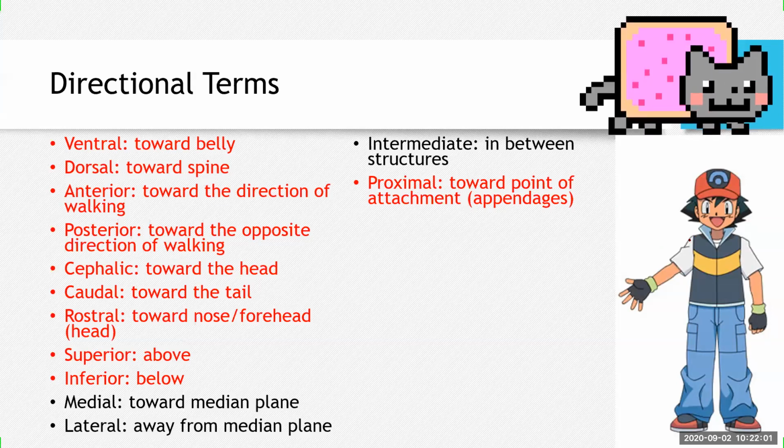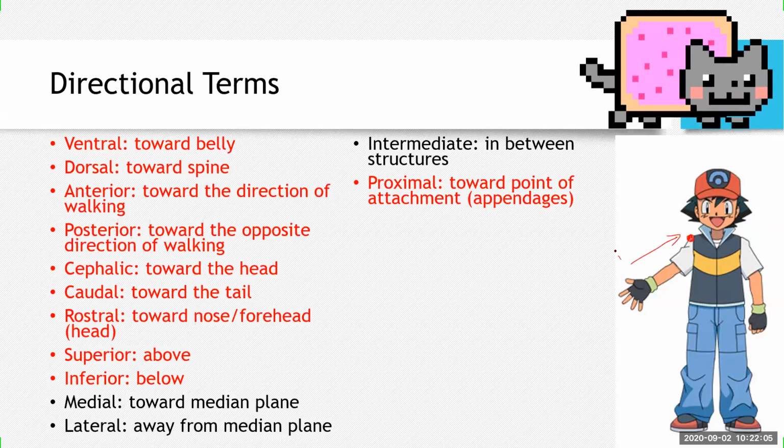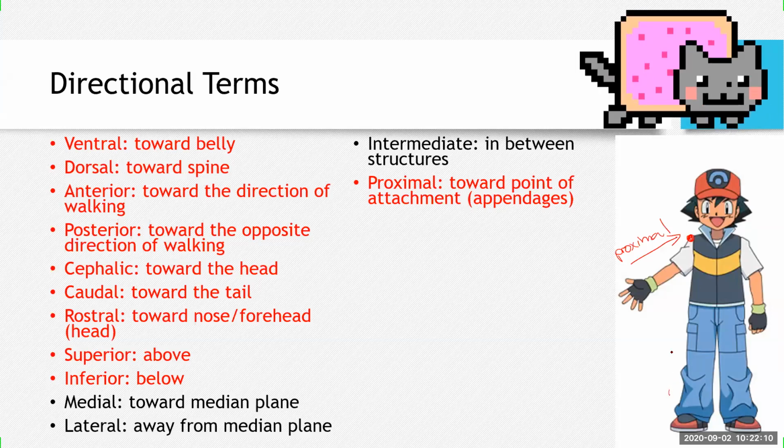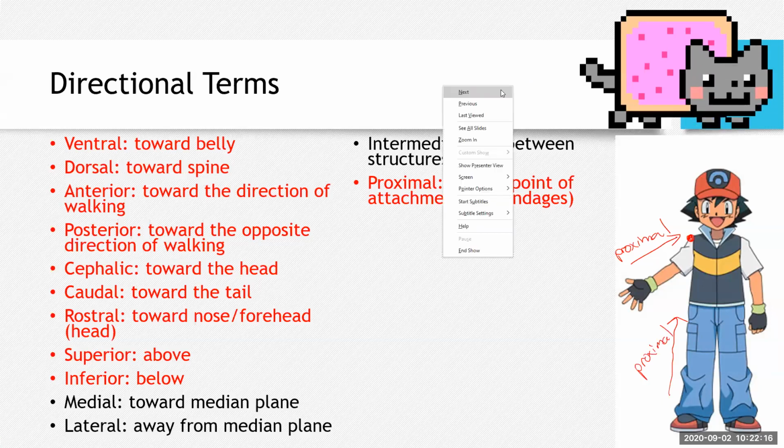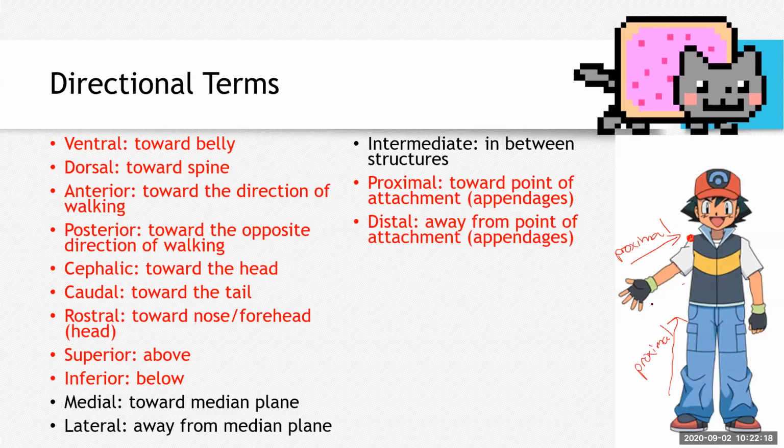Proximal means towards the attachment point, okay? So when we're going this direction, this is proximal, same thing as when we were talking about our legs too. Going in the opposite direction, now we call it distal. So in the opposite direction, this is distal.